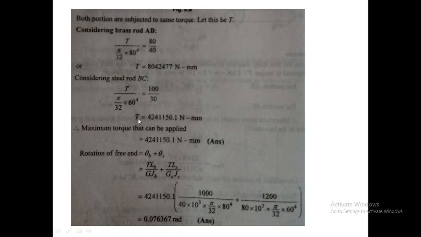In the steel bar again, the torque developed will be from T by J is equal to tau by R. Tau is 100 megapascal, R is 30 mm, and the diameter is 60 mm for the steel rod. So we can see that the torque developed here is 4241150 newton millimeter for brass, and 8042477 newton millimeter for steel. So here the maximum torque that can be applied is the smaller one.